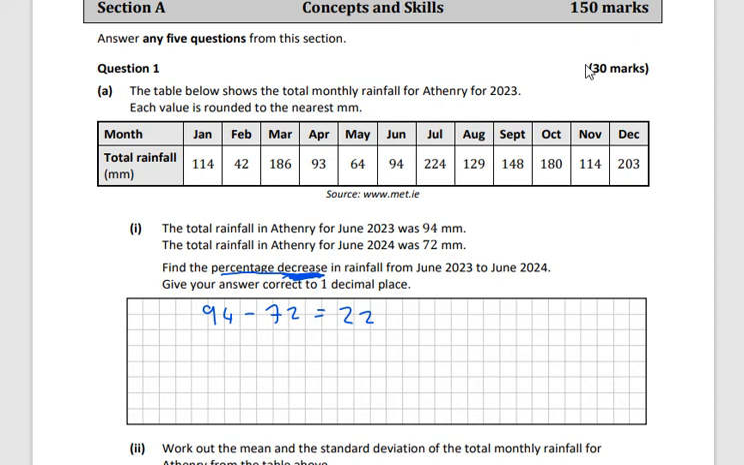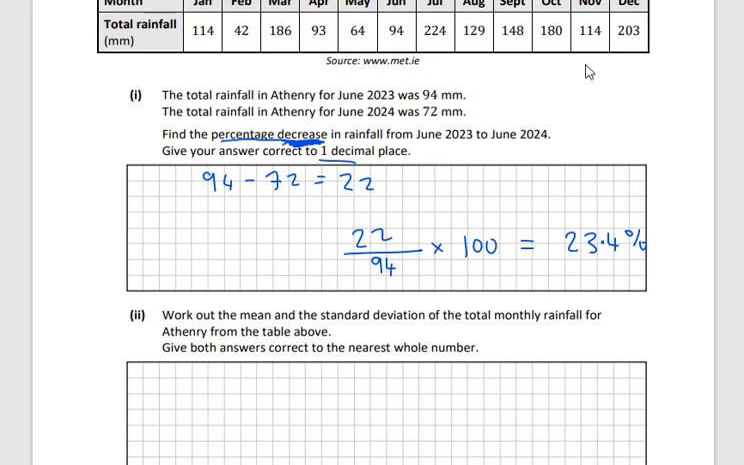And then obviously they want it as a percentage decrease. So we're going to take the 22 and put it over the original value, and that's 94 in this case. Then we multiply by 100. They want us to round off to one decimal place. Therefore, using the calculator, it is 23.4%. And that's the percentage decrease.